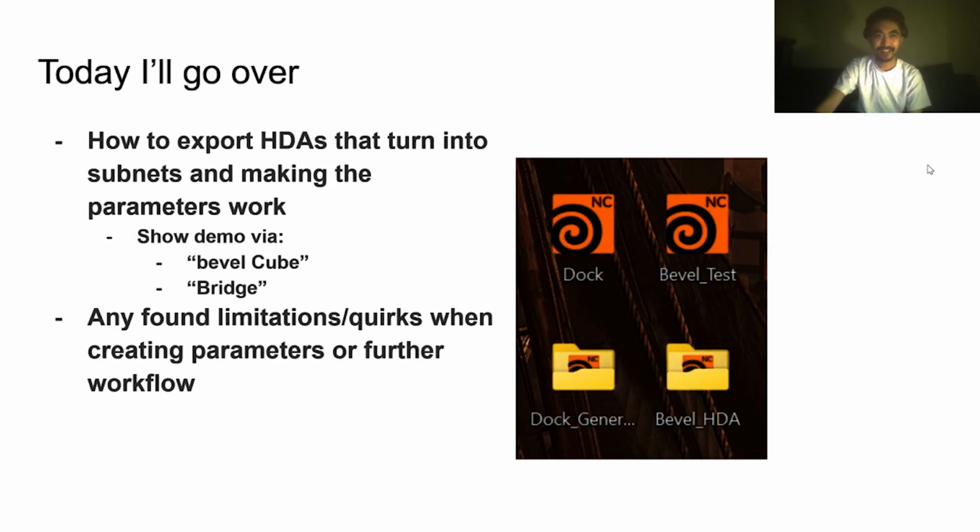But now I do, and everything is going to go smoother unless I get more sick. That's the only thing. There's nothing stopping me anymore besides assignments and getting sick. Okay, so what I'm going to go over is how to export HDAs that turn into subnets and how to make the parameters work, specifically with my bevel test and a doc that I made.